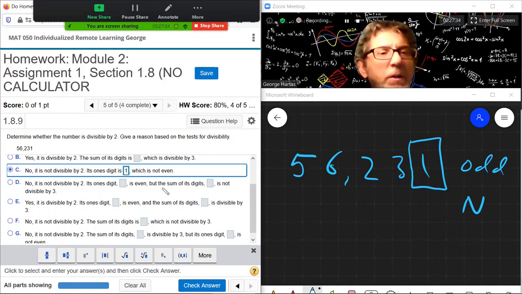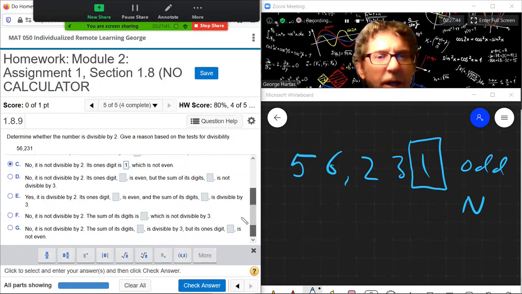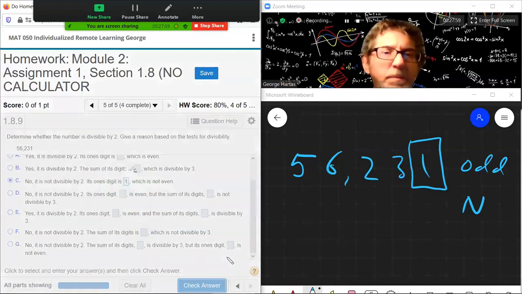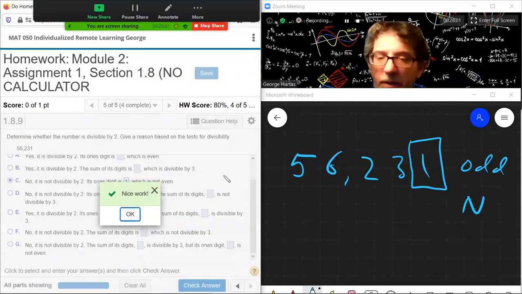Let's look at the rest, though, just for fun. No, it is not divisible by 2. Its ones digit is 1, is even, makes no sense. Let's look at F. It is not divisible by 2. The sum of its digits, we didn't add anything. Nope. And down here, we did not add anything either. All right, so something tells me it's got to be C. All right, and there it is.